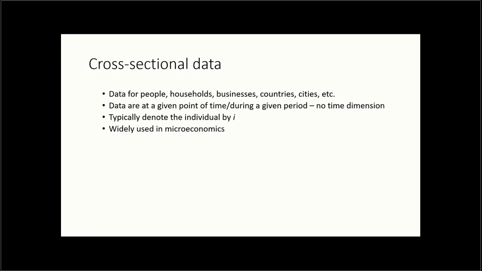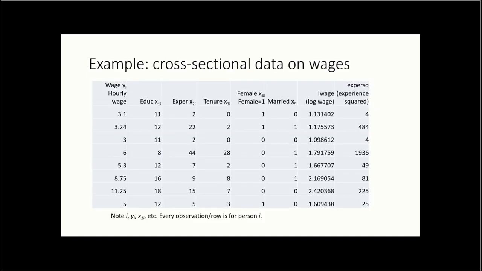And we need to keep track of which observation we are talking about, and that's going to be the individual i. And this type of data, cross-sectional data, is widely used in microeconomics. So we will see a lot of examples for this type of data later on. But here's one example. Here's cross-sectional data on wages. And this would be a wage or hourly wage. And these would be the observations. I pulled up the first few rows of the data for you to see here.